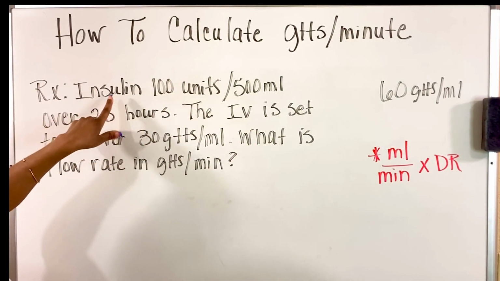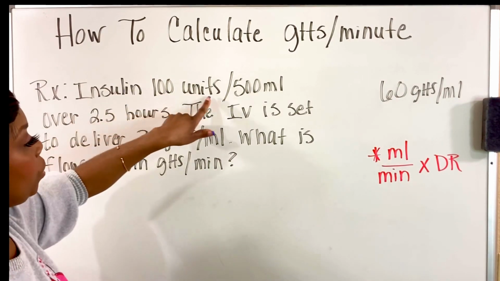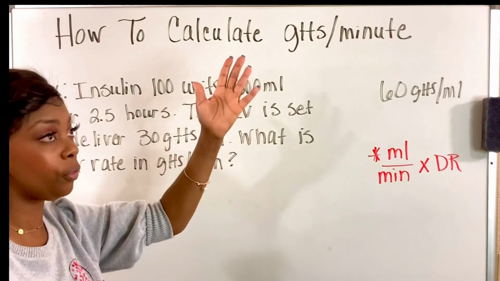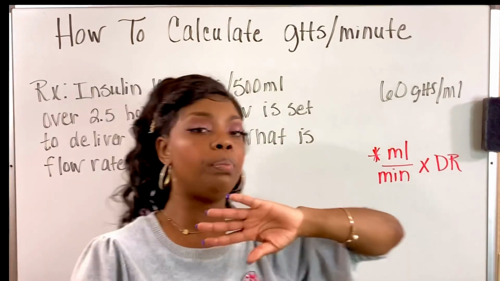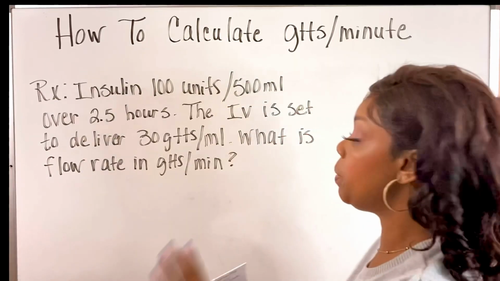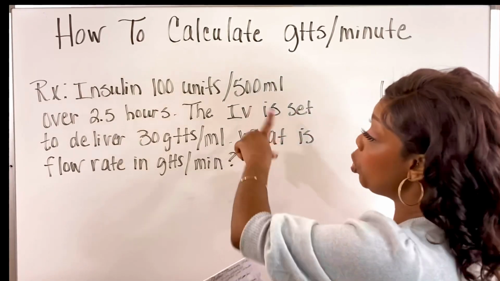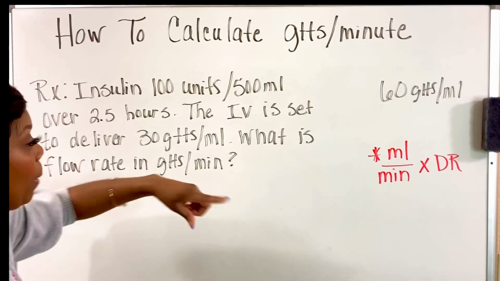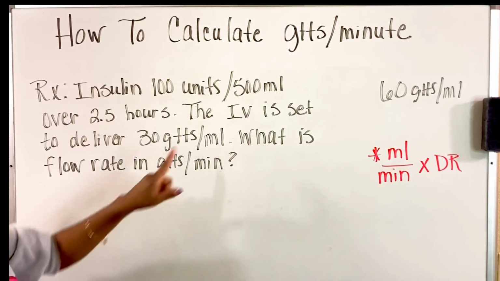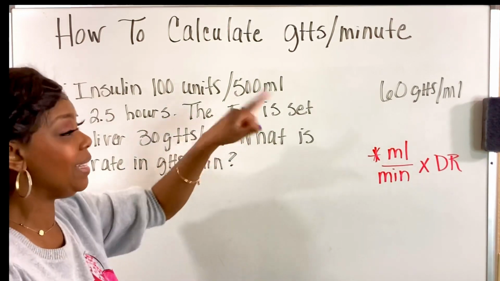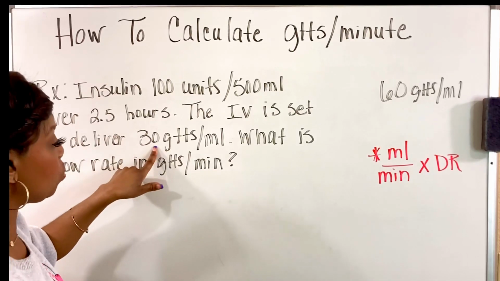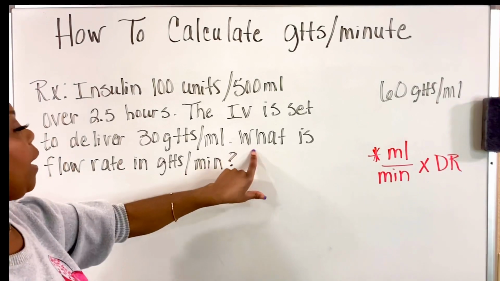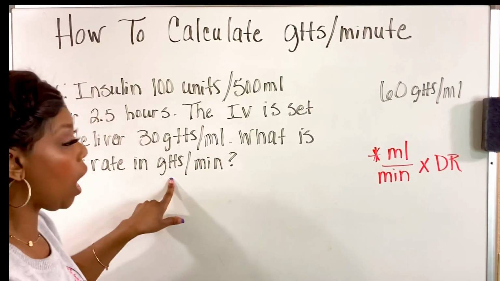So insulin, so we have 100 units, and we're going to put those 100 units in 500 milliliters of fluid, whatever fluid that is. It could be dextrose, it could be normal saline. We have no idea what it is, but right now all we know is that it's 500 milliliters of fluid. Now this is going to be administered into the patient over 2.5 hours. The IV is set to deliver 30 drops per milliliter. What was I thinking? Okay, what is the flow rate in drops per minute?